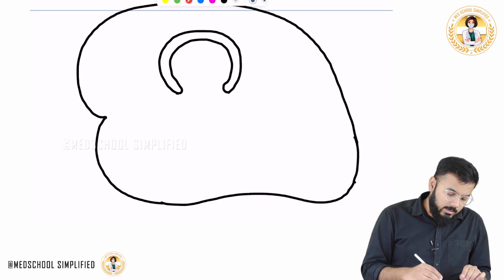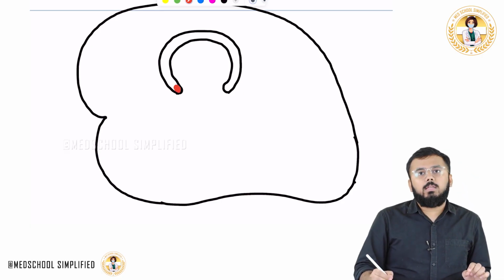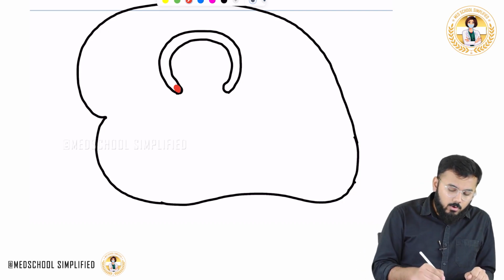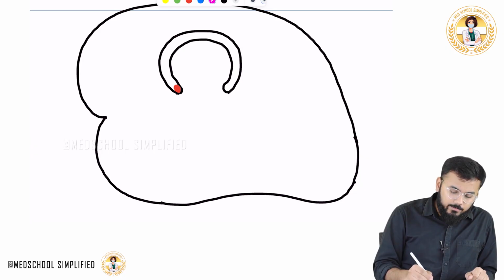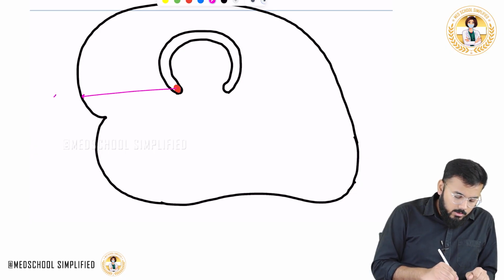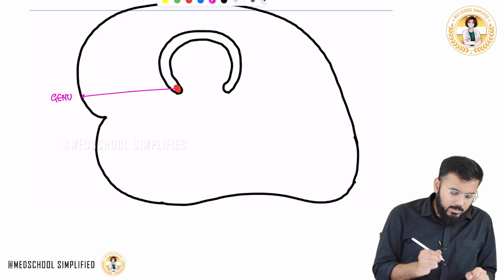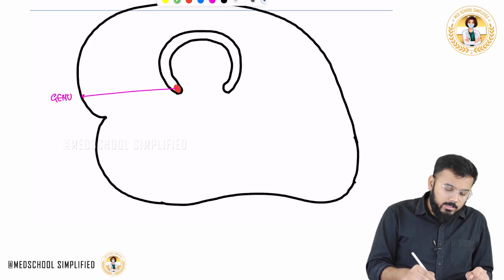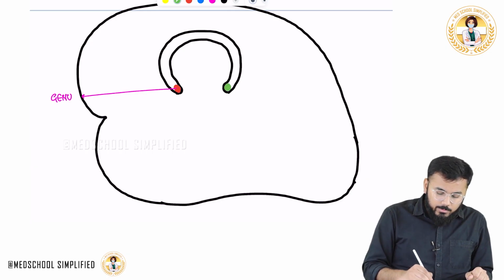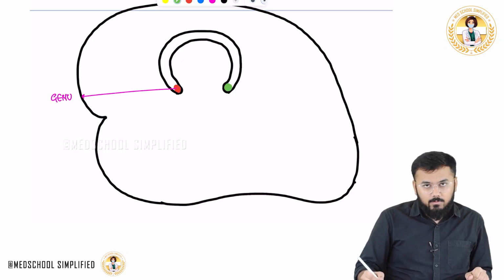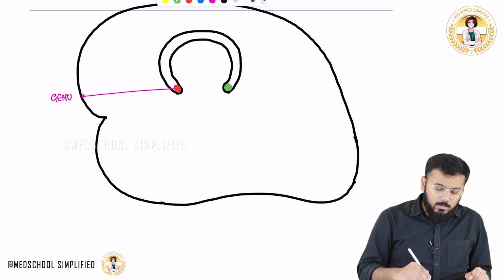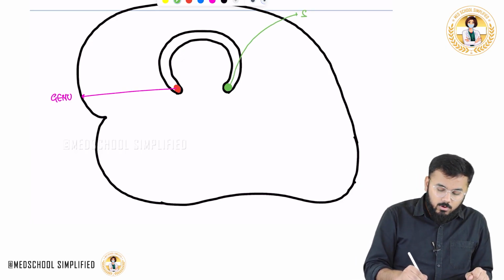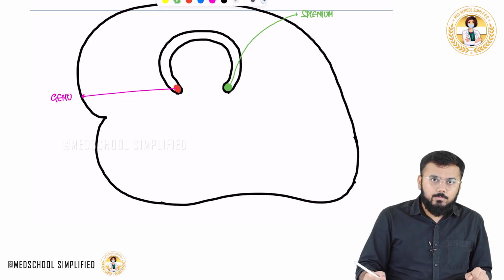Now in this corpus callosum, this part over here is called as what? This is called as a genu of corpus callosum, GENU. Okay, so this part over here is called as a genu of corpus callosum. Next important thing is that this part of the corpus callosum which you can see over here, the green one, this is called as a splenium of corpus callosum. So this is called as your splenium of corpus callosum.